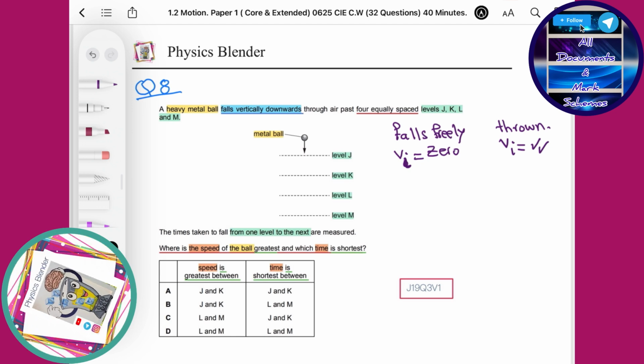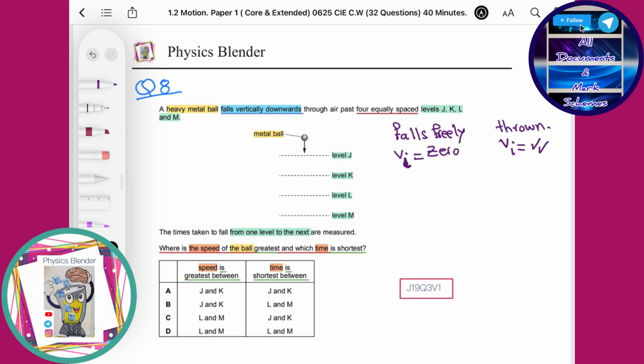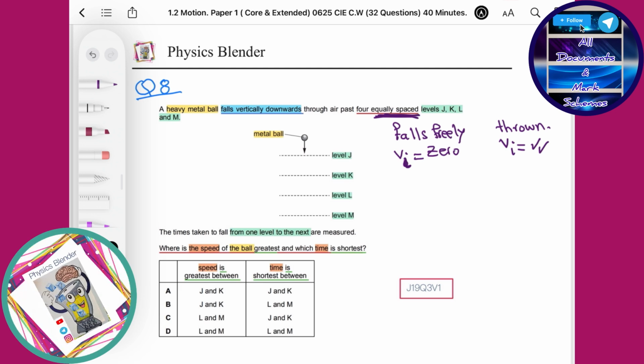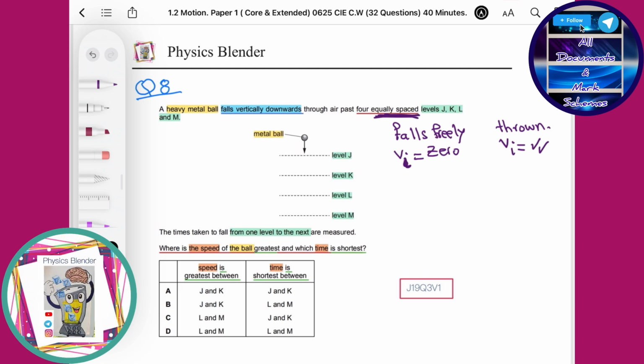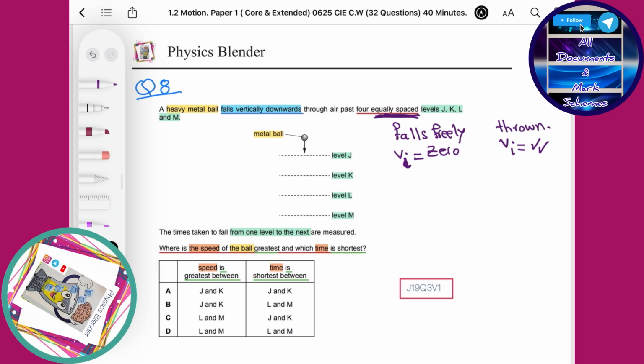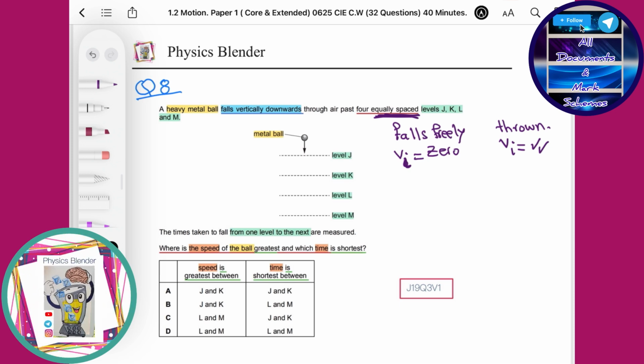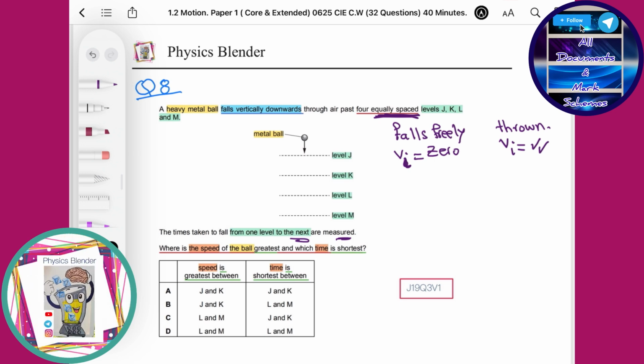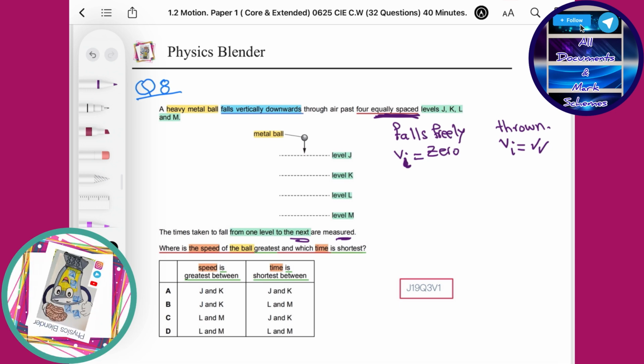Back to our question, we have here 4 equally spaced levels, and later on I will tell you why they should be equally spaced so we can answer this question. The time taken to fall from one level to the next is measured. Where is the speed of the ball greatest and the time shortest?